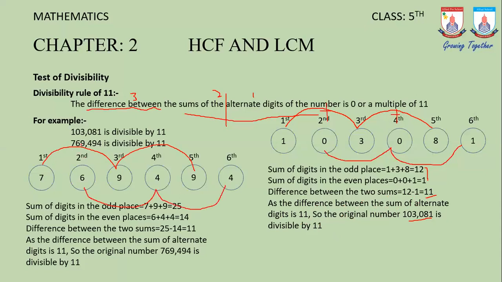I say these are odd place digits, and these are even place digits. The sum of the digits in the odd places is 7 plus 9, which is equal to 25. The sum of digits in the even places is equal to 14. The difference between the sums is equal to 11. As the difference between the sums of alternate digits is 11, the original number is divisible by 11.